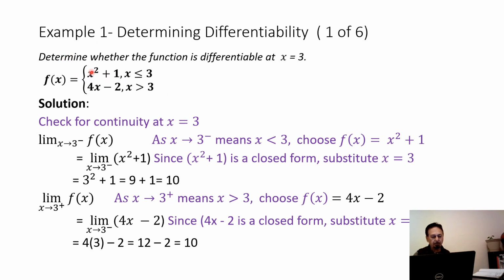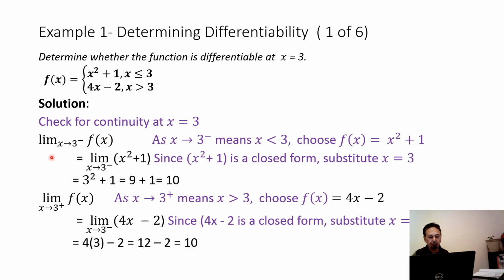Example 1. Determine whether the function is differentiable at x equal to 3. So f of x equals x squared plus 1 for x less than or equal to 3, and f of x equals 4x minus 2 for x bigger than 3. Let's check for continuity at x equal to 3.